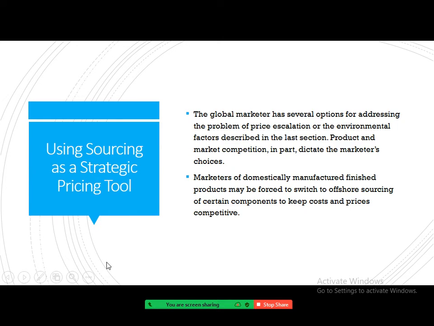Okay, so the next part is using sourcing as a strategic pricing tool. Global marketers have several options for addressing the problem of price escalation or the environmental factors we have just discussed in the last section. Product and market competition in part dictate the marketers' choices. So, marketers of domestically manufactured finished products may be forced to switch to offshore sourcing of certain components to keep the cost and prices competitive in nature.